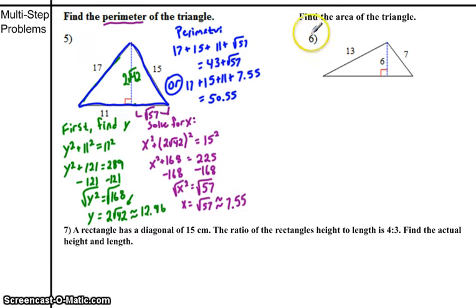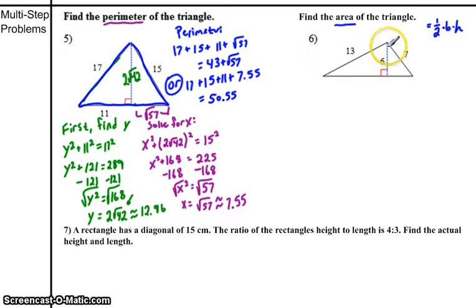Next, let's take a look at number 6. Number 6 asks us to find the area of the triangle. When I think of area, I'm thinking of how much space is on the inside. For a triangle, the formula for area is 1/2 base times height, also known as base times height divided by 2. And so we need to make sure we know the base and the height of this triangle.